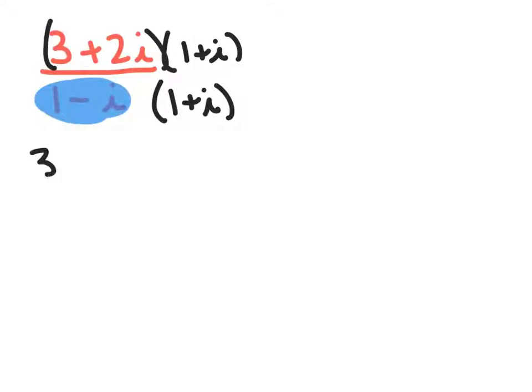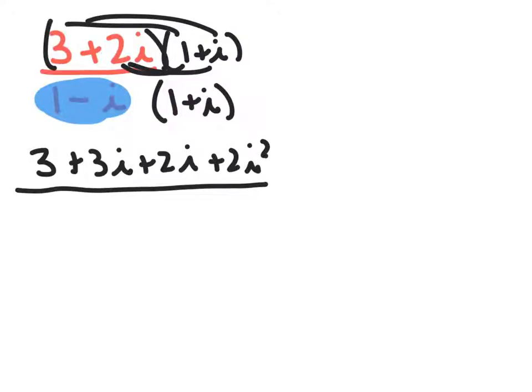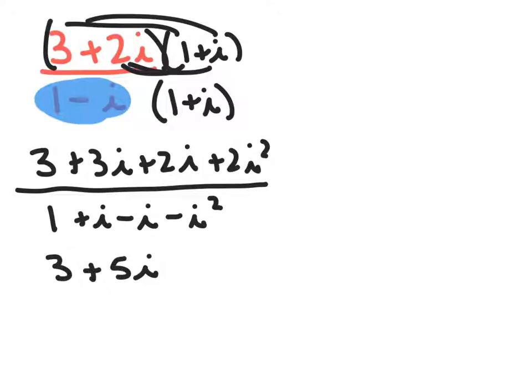3 times 1 is 3. 3 times i is 3i. What am I doing? I'm doing this, and then I'm doing this, so that's 2i, and then it's 2i squared. Looks like it's getting pretty crazy. Down below I get 1, and I get an i, but I get a minus i, and then I get a minus i squared. Looking crazy still. I get 3 plus 5i.